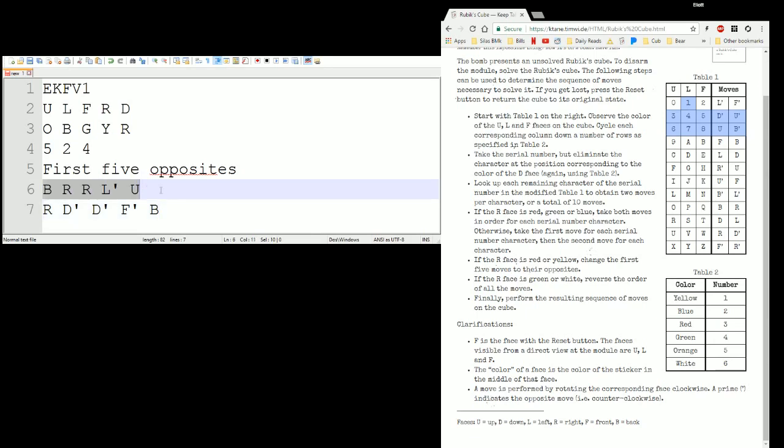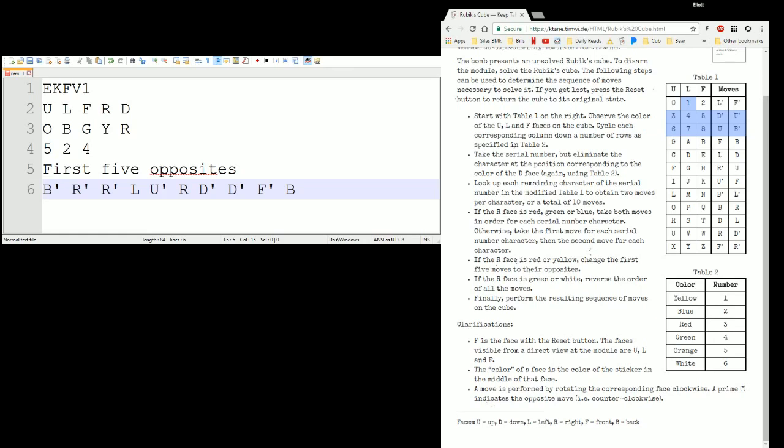So these are my first moves of each serial number. These are my second moves of each serial number. So now I can just stick them here at the end. But we need to make the first 5 opposites. So this was not a prime. It becomes a prime, becomes a prime, becomes a prime, loses a prime, becomes a prime. And that's my move sequence.